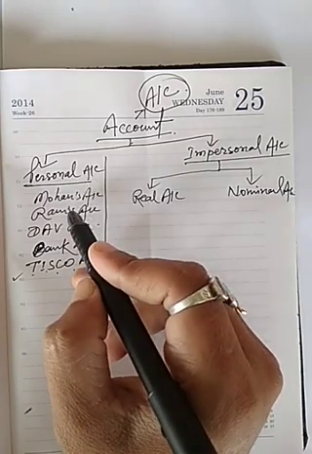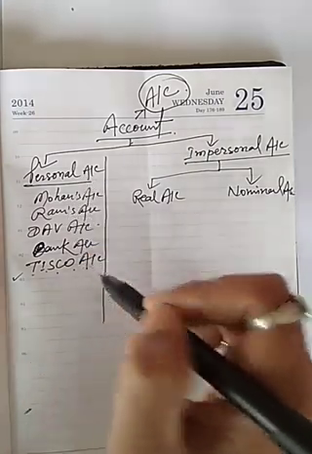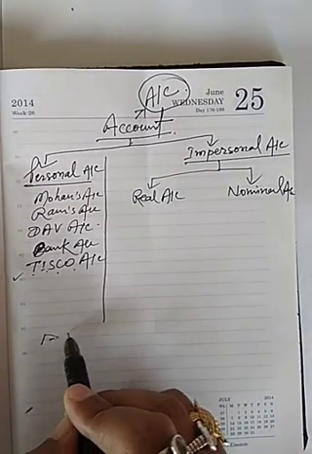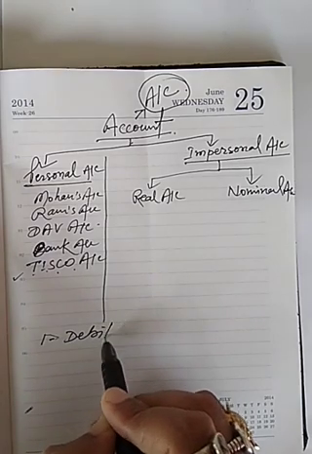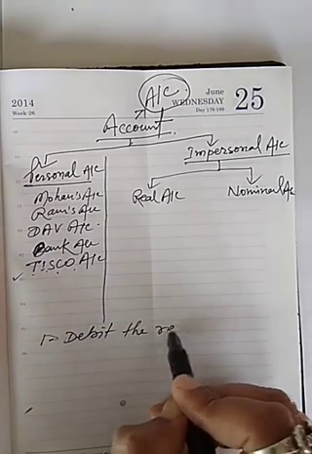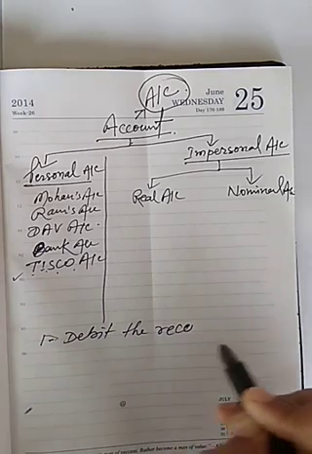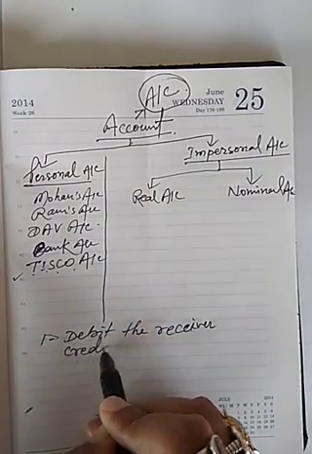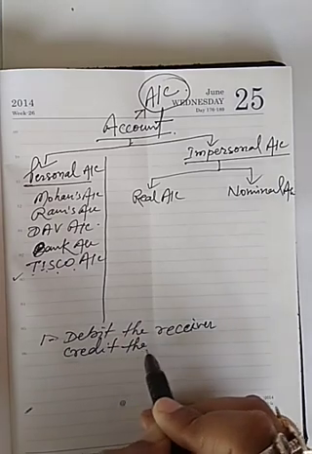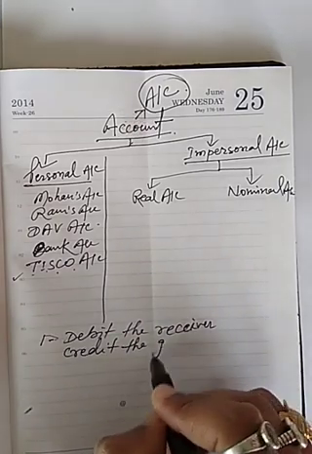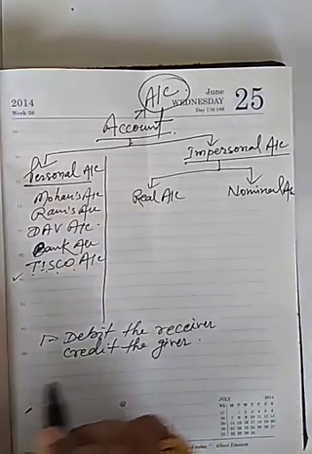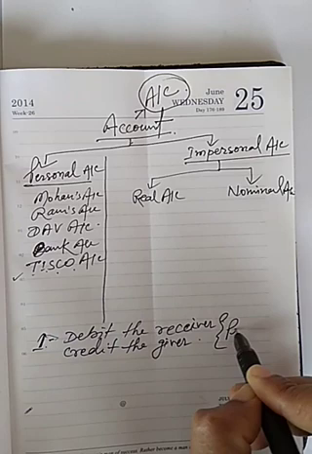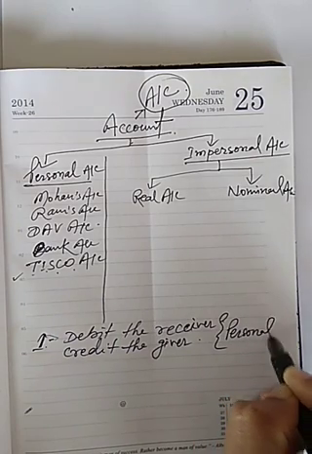The rule for personal account is: first, debit the receiver and credit the giver. This rule is related to personal account.